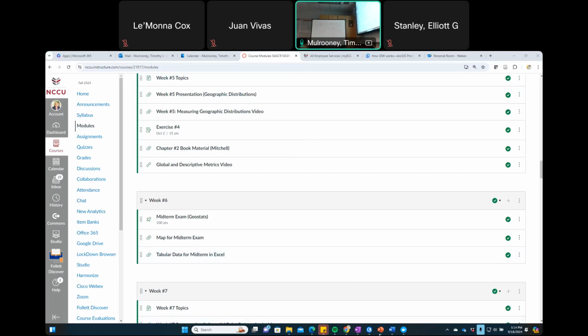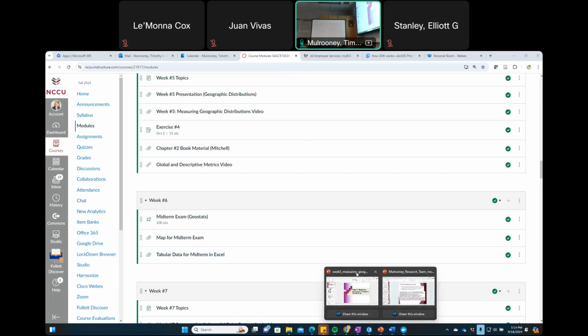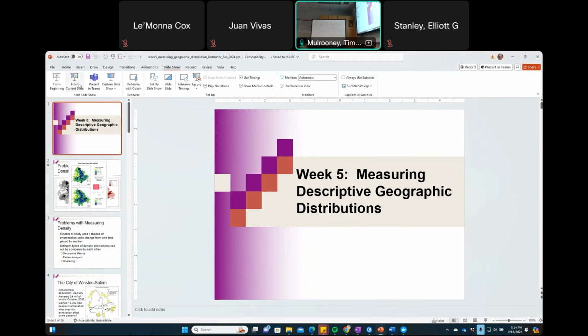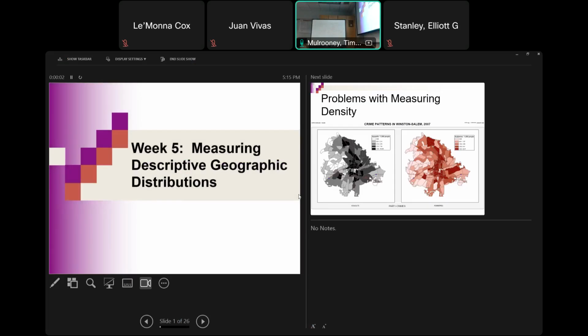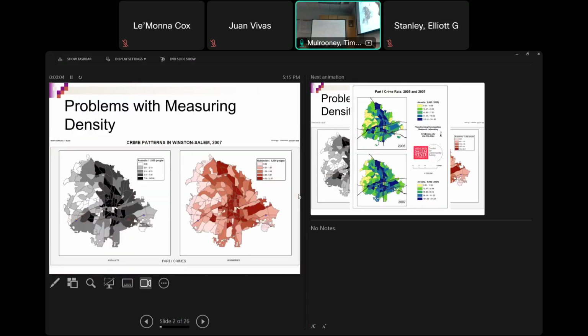So today we're going to talk about measuring descriptive statistics. So today's exercise is actually going to be utilizing some of the GIS. And the reason why we have some of these is some of the problems with measuring density. There's a lot of problems with measuring density, but on the left here, we're looking at a map of Winston-Salem for assaults for every 1,000 people, robberies for every 1,000 people. So these are nice, I don't want to say pretty maps, but visually appealing maps, which use a good color scale. I've got the legends right here.